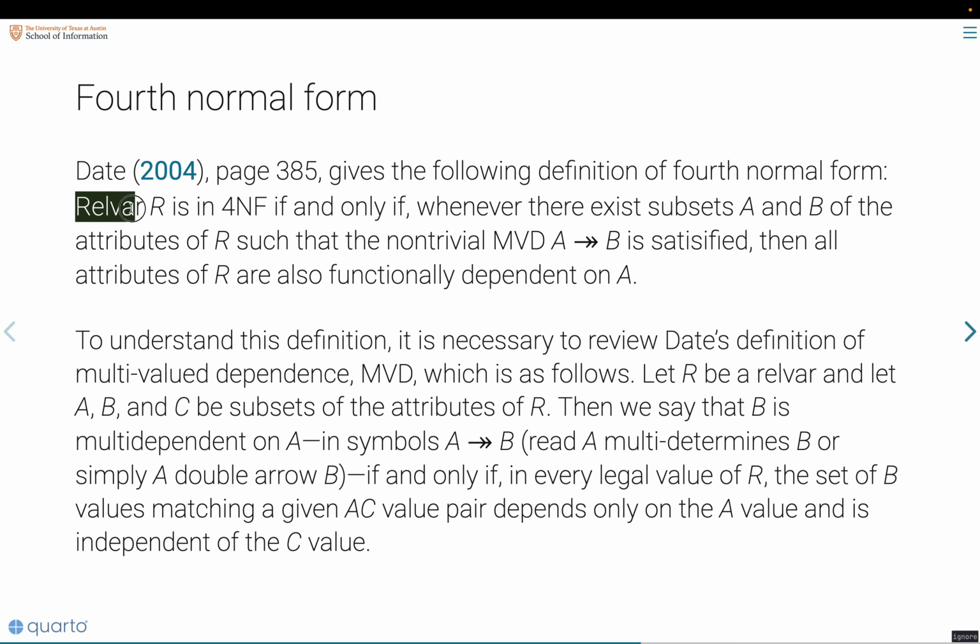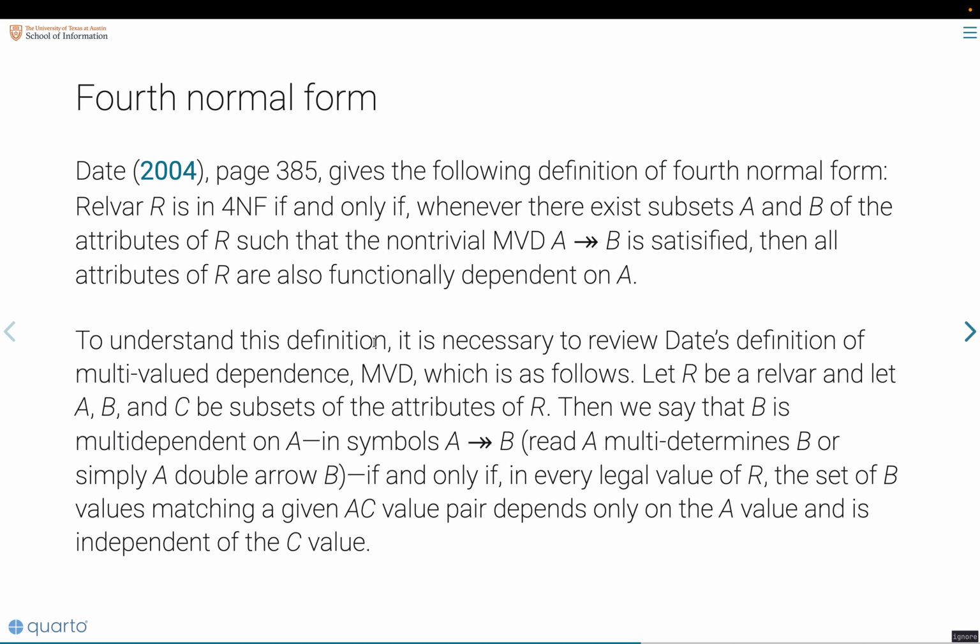Now, he refers to a relation as a relvar, or a relational variable. So it's in fourth normal form if and only if, whenever there exist subsets A and B of the attributes of R, so these are columns in this table, such that the non-trivial multi-valued dependency A multi-determines B is satisfied, then all attributes of R are also functionally dependent on A.